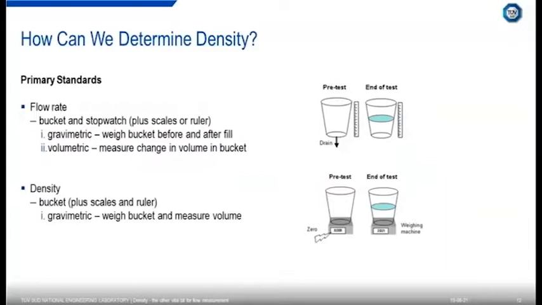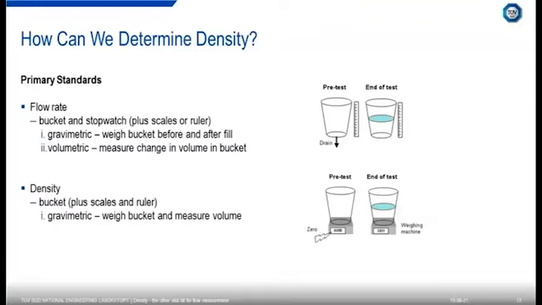How do we determine density? Well, let's take a step back and think in terms of flow rate. What would be a primary standard for flow rate measurement? Bucket and stopwatch. It's about as simple as it gets, plus scales and a ruler, I guess. And of course, you can do that gravimetrically, where you weigh the bucket before and after you fill it, measure the time, or volumetrically, where you measure the change in the volume of the bucket, and you measure the time of the flow. By analogy, density can be measured in a similar way, gravimetrically, bucket and scales and ruler.